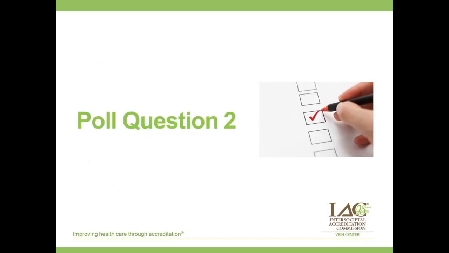I would now like to go to poll question number 2. What do you all think the biggest barrier is to tracking complications in your vein center? Number 1, the volume of procedures is just too high. Number 2, there is no one there to do it. There's no staff redundancy. Number 3, you're not sure how to coordinate the logging of these complications with your electronic medical record. Or number 4, no one is really interested in tracking complications. Please vote and let us know what you all think.